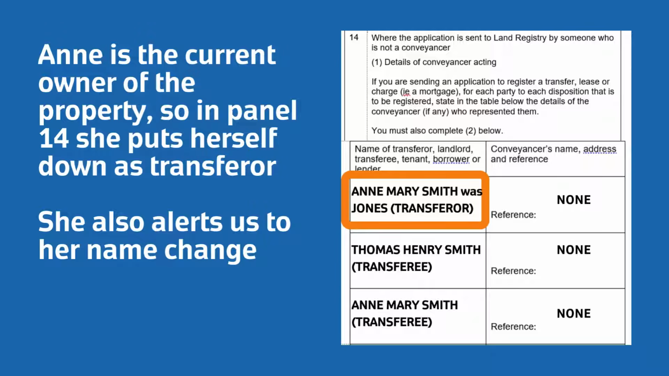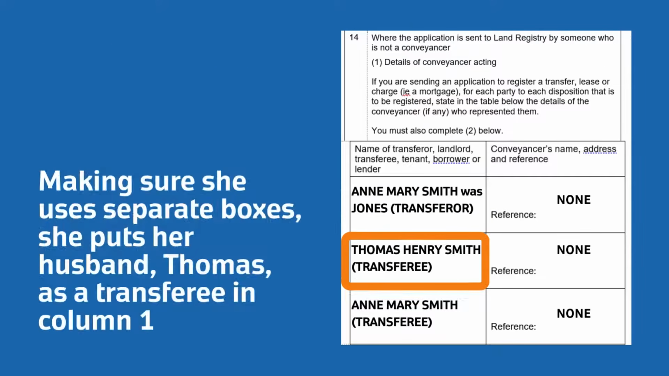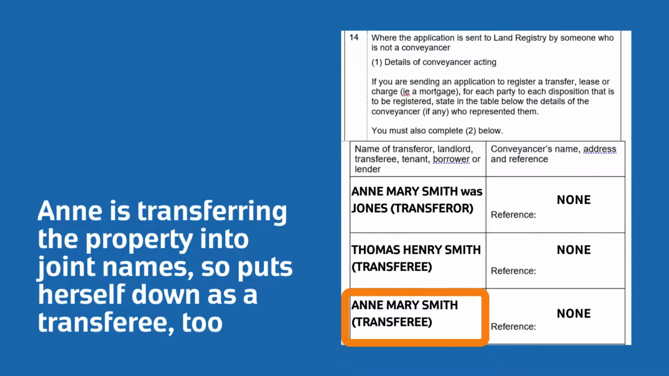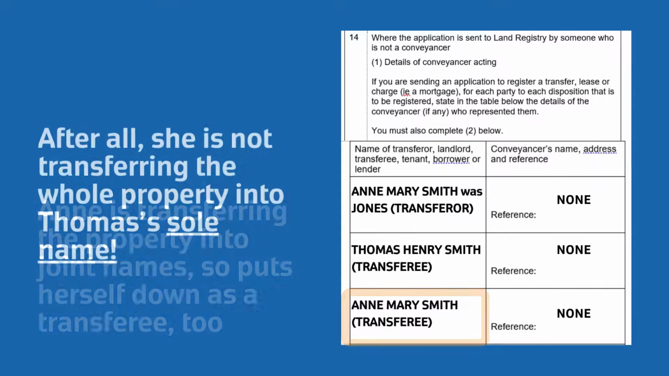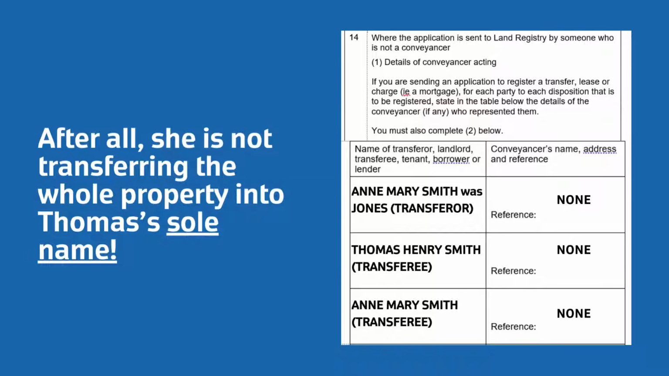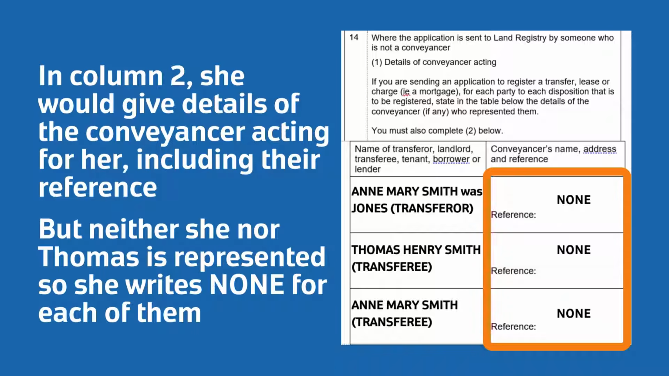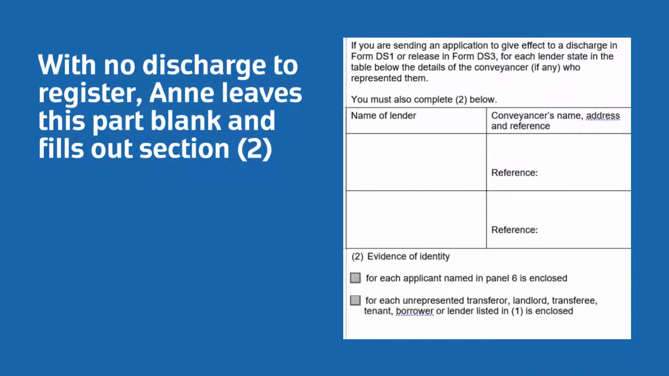Making sure she uses separate boxes, she puts her husband, Thomas, as a transferee in column 1. Anne is transferring the property into joint names, so puts herself down as a transferee too. After all, she is not transferring the whole property into Thomas's sole name. In column 2, she would give details of the conveyancer who is acting for her, including their reference, but neither she nor Thomas is represented, so she writes none in column 2 for each of them. With no discharge to register, Anne leaves this part blank and fills out section 2.